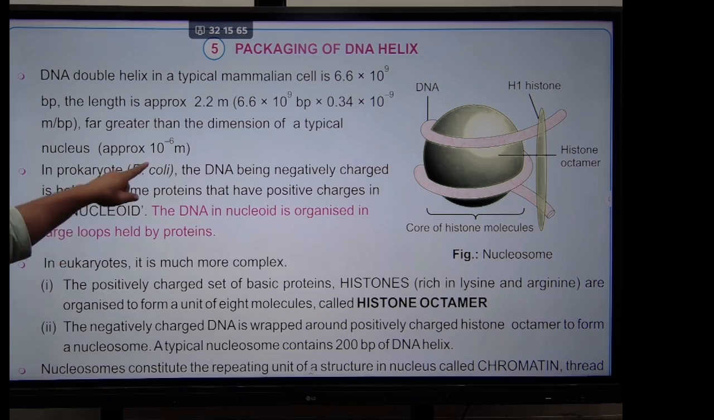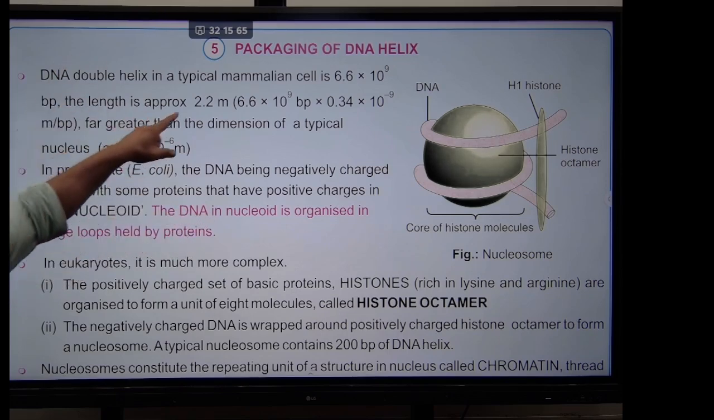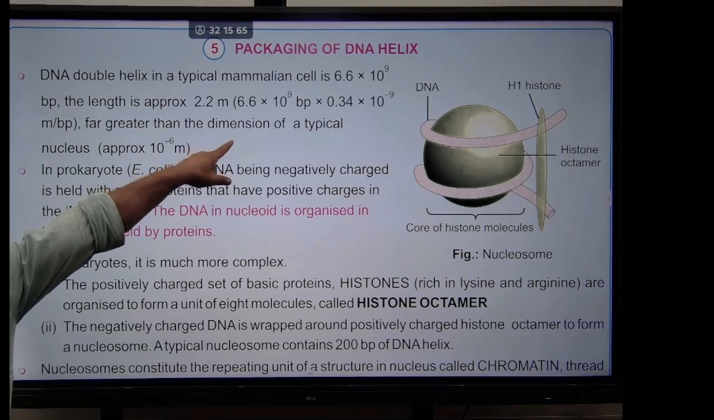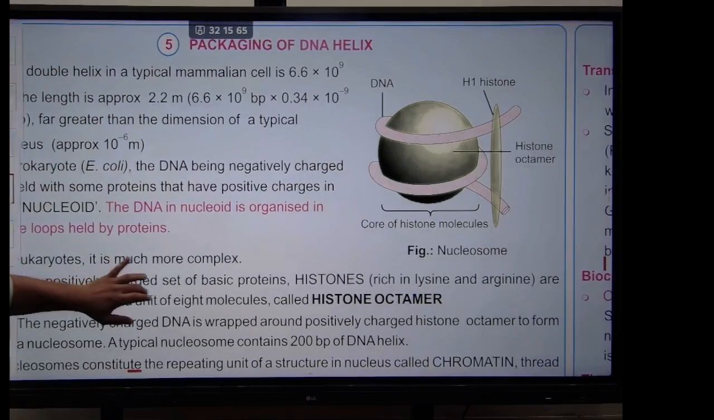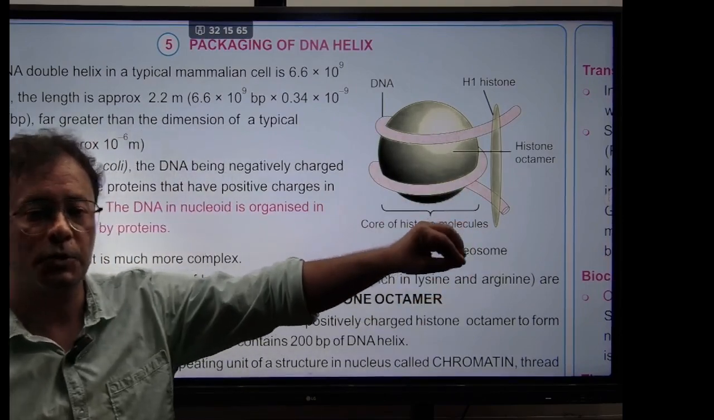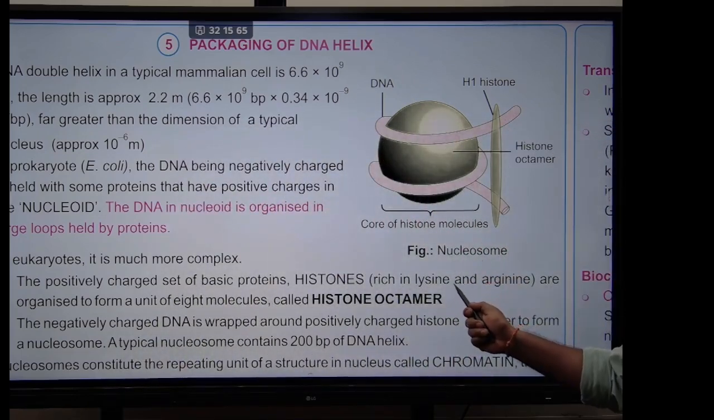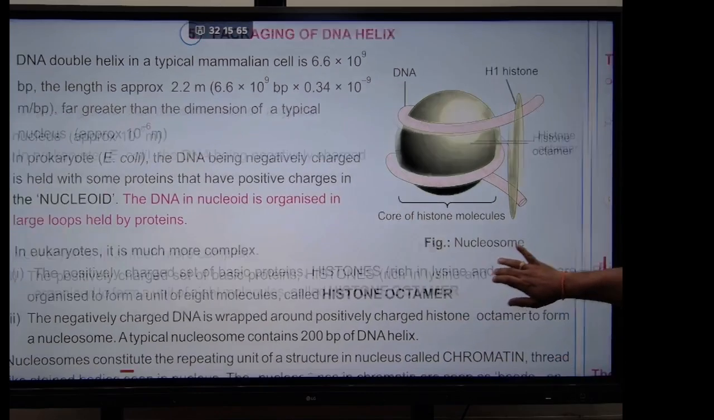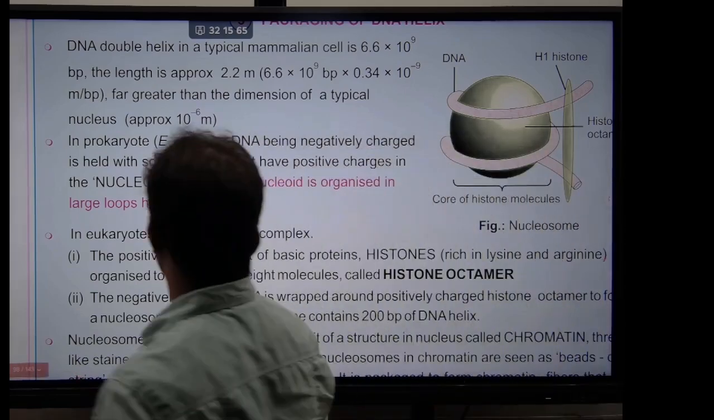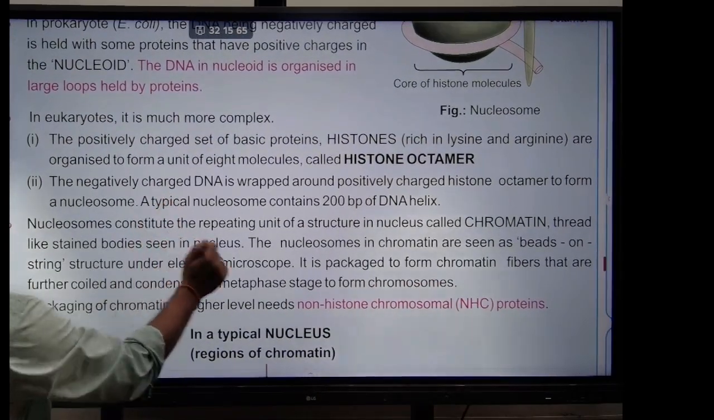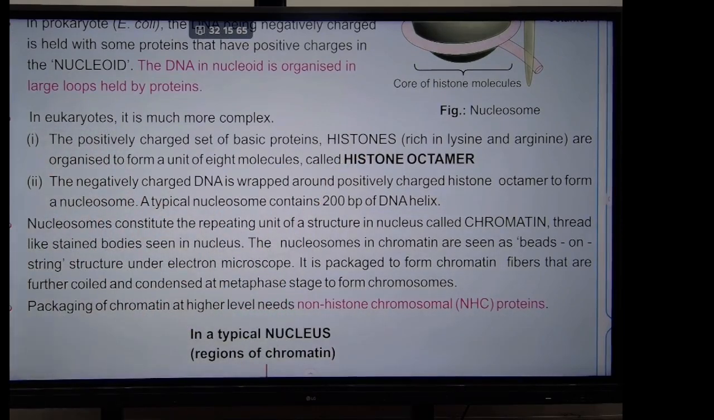The nucleus has a diameter of how much, guys? 10^-6 meters. But the length of DNA is about 2.2 meters. Now, this DNA is packed in the form of chromosomes, and those chromosomes are made up of small units known as nucleosomes. This packaging is helped by a special type of positively charged basic proteins called histones. Eight histones join together, and the DNA wraps around this histone octamer, which is called the nucleosome.